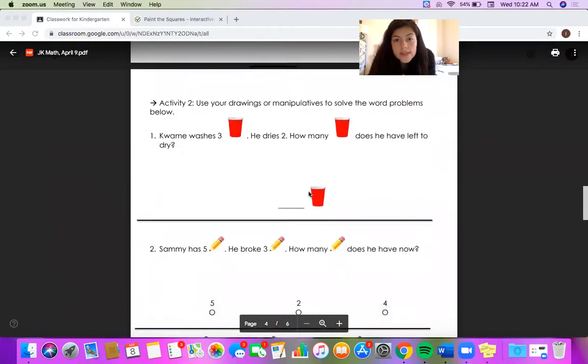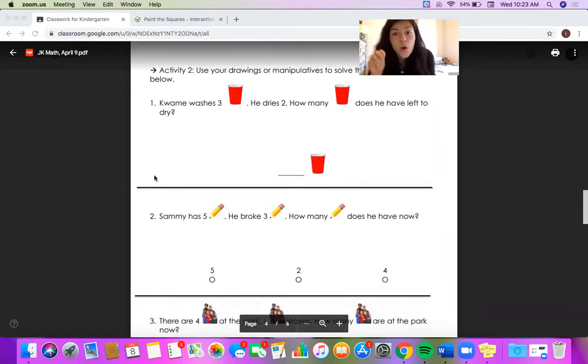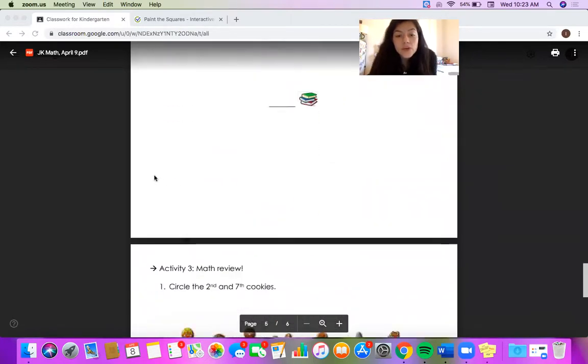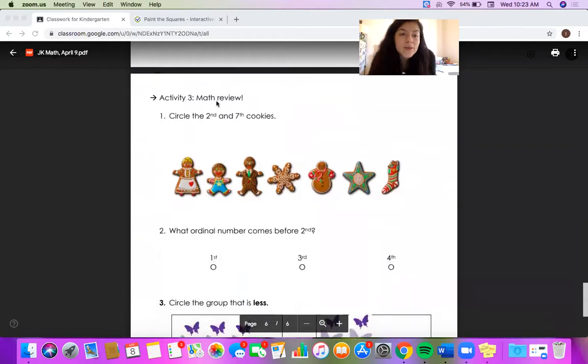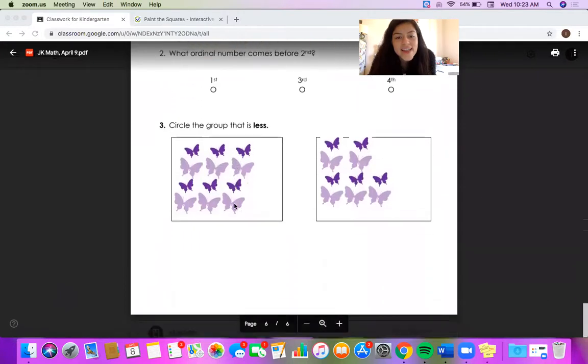So now, girls, it's up to you to finish your math activity page for the day. In this activity, you will be solving some word problems. Make sure you're solving by drawing out the problem first. And once you're done your word problems, there's a little bit of math review, which goes over ordinal numbers and is going to ask you a little challenge question of counting at the end.